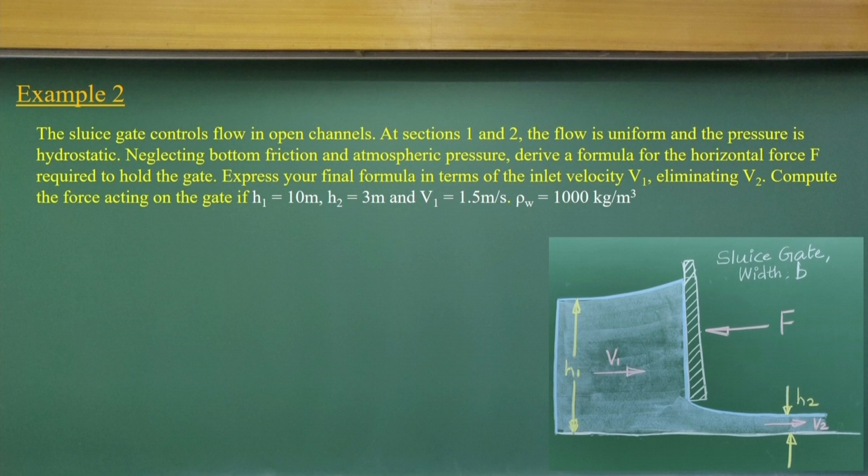What will be the final formula in terms of V1, V2, or eliminating V2? If the numerical values are that the upstream flow depth H1 is 10 meters, H2 is 3 meters, V1 equal to 1.5 meters per second, and the density of water is 1000 kg per meter cube, then what will be the force? First we will solve the problem, write the final expressions, then we will substitute the values.